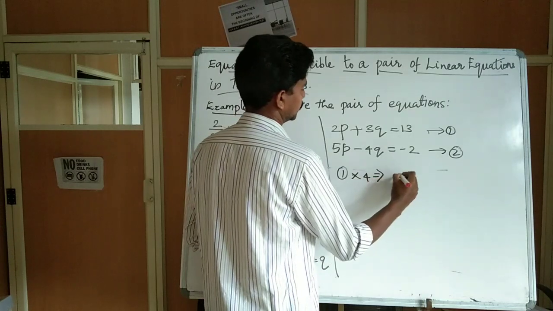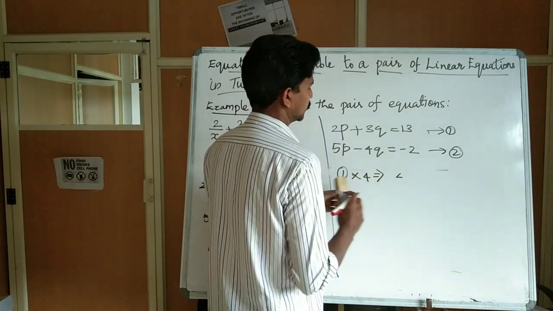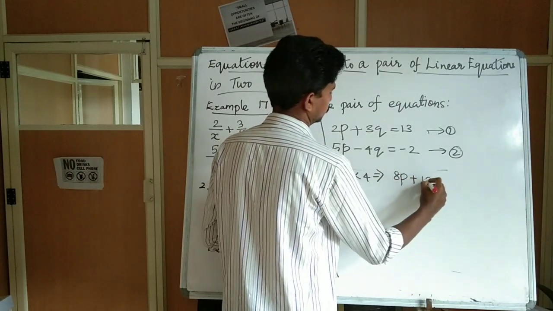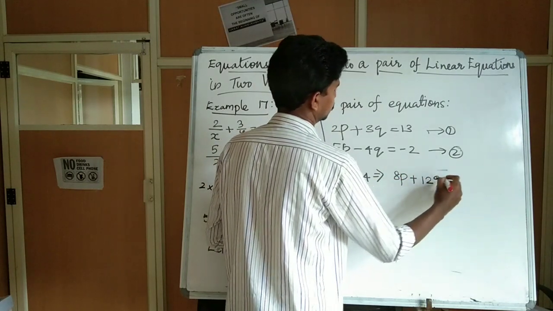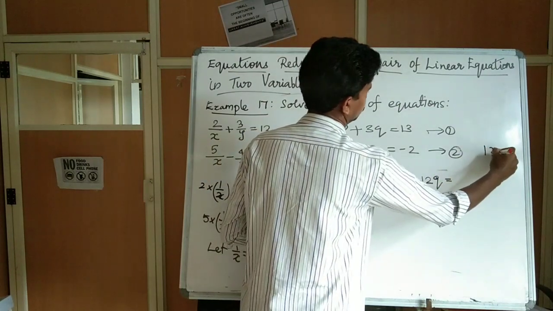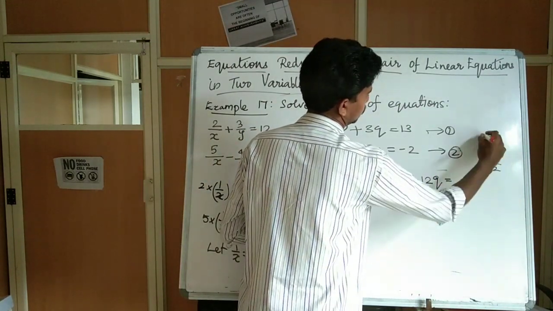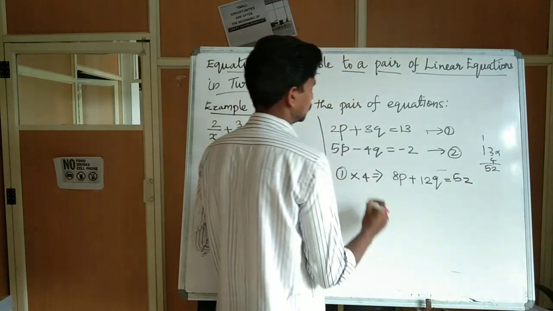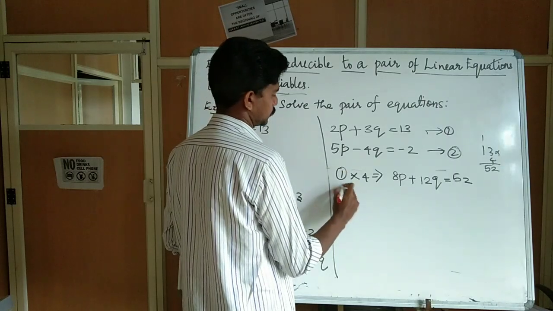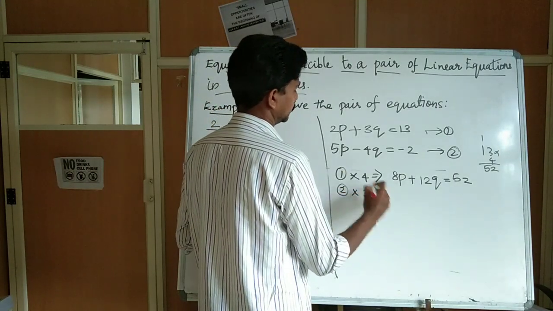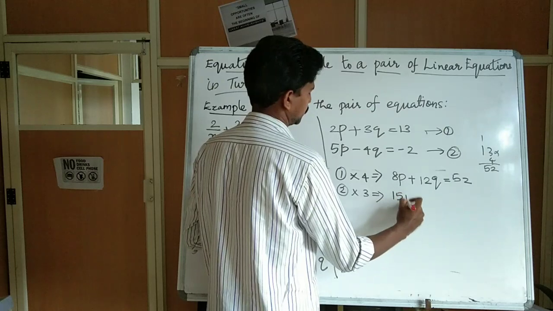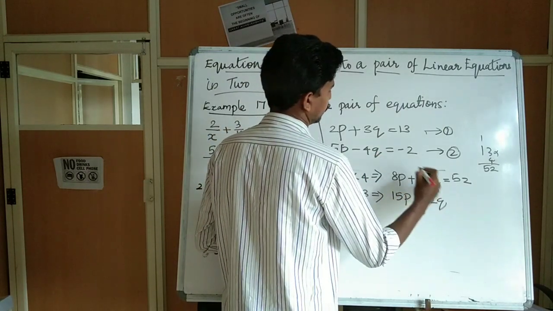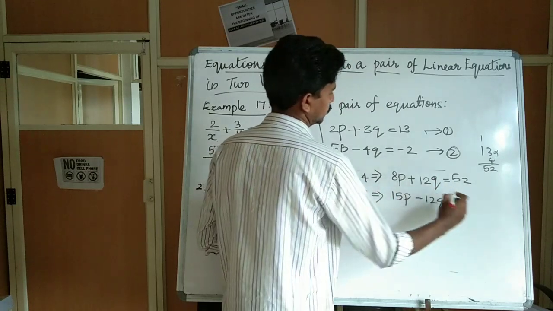So what do I get? 4 2s are 8, so 8p plus 4 3s are 12q is equal to 4 into 13. 4 into 13, how much? 3 4s are 12, so 52. And this equation 2 I'm going to multiply by 3. So 3 5s are 15p, and 3 4s are 12, minus 12q, is equal to minus 6.